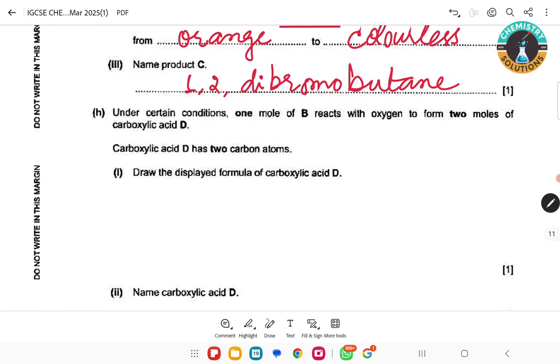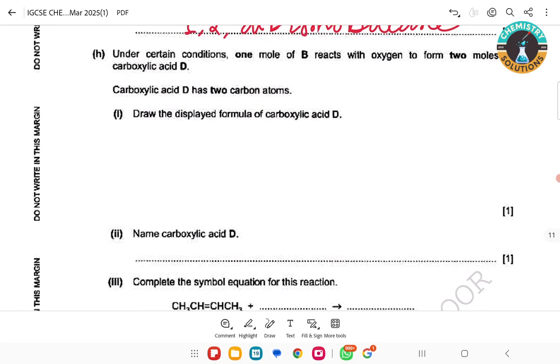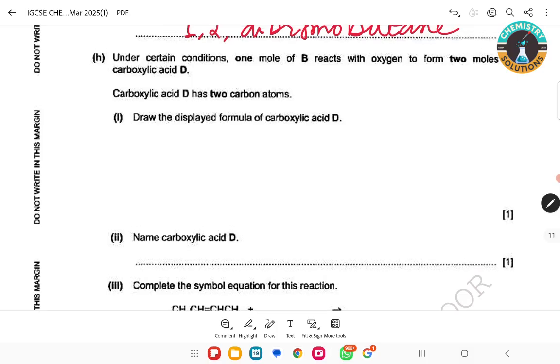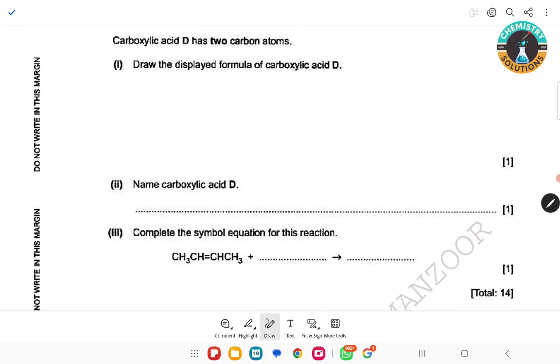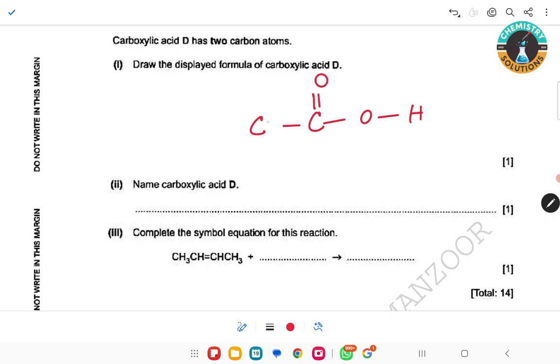Under certain conditions, 1 mole of B reacts with oxygen to form 2 moles of carboxylic acid D. Carboxylic acid D has 2 carbon atoms. If it has 2 carbon atoms, then we will draw it like this. C double bond O is the functional group of carboxylic acid. There are 2 carbon atoms in ethanoic acid. This is the formula of ethanoic acid. Name the carboxylic acid D. It is ethanoic acid.